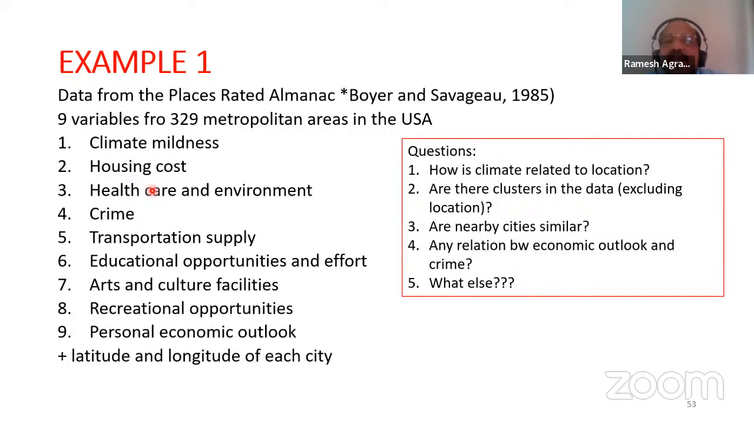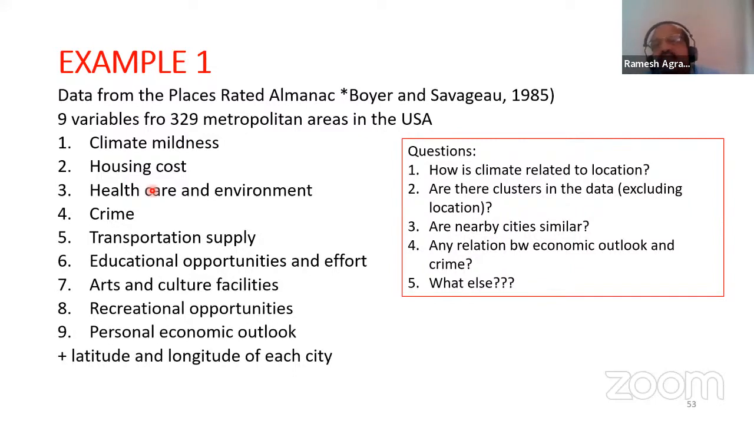How is climate related to location? Means, does climate depend on the location? So are there clusters in the data? Clusters means similar kind of data. Similar in terms of crime rate, similar in terms of climate, similar in terms of housing cost, similar in terms of transportation, similar in terms of educational opportunities, or personal economic.